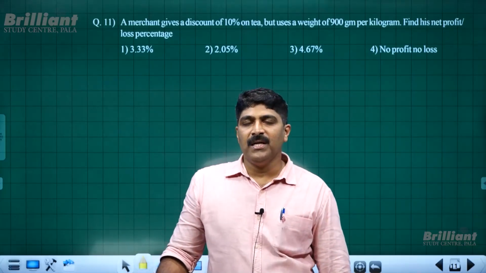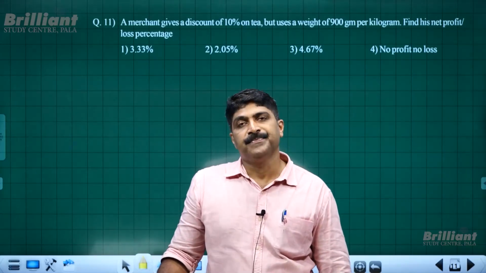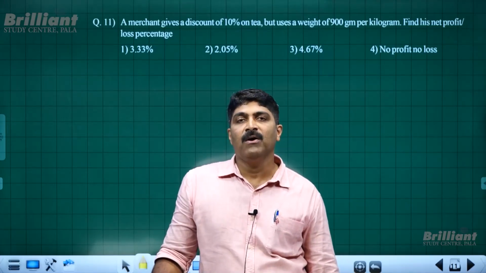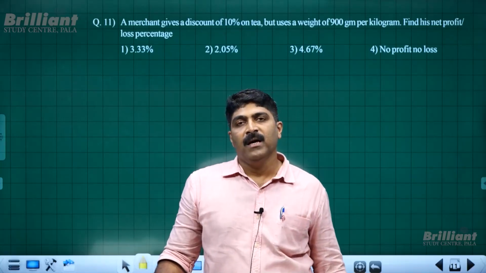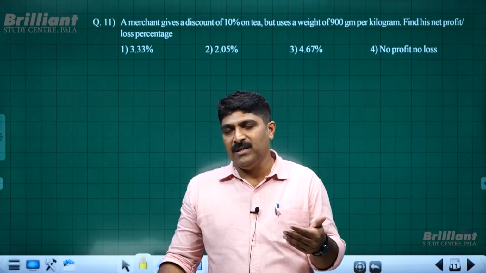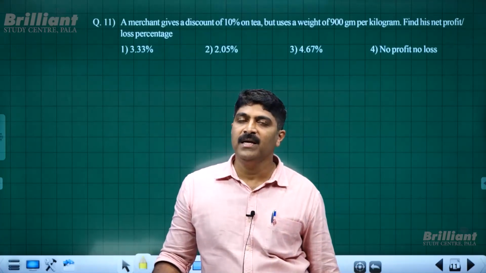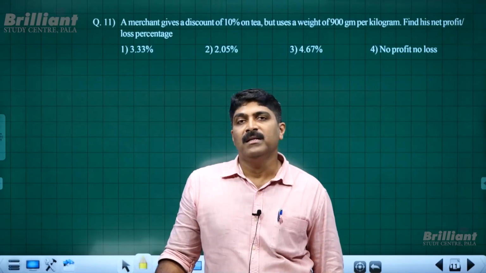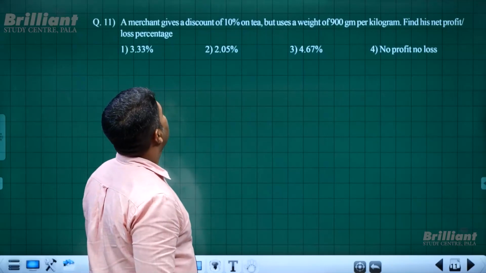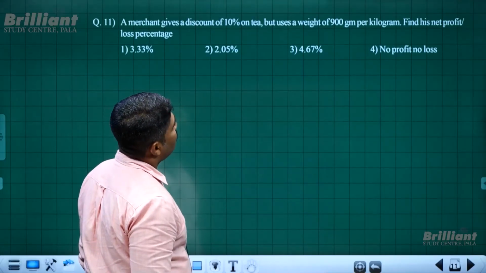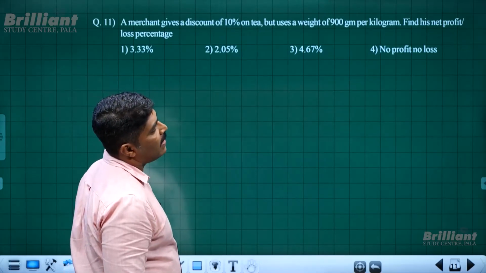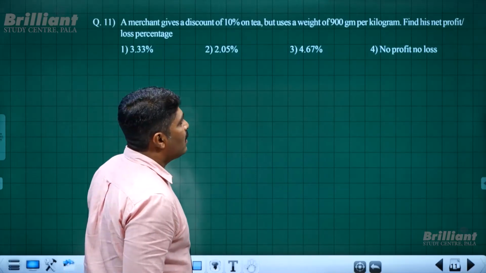A dishonest seller, about the ways he can cheat. Either while selling goods, he can malpractice or make some alteration in its weight, or he can make some increase or changes in the price of the goods. In both ways, he can cheat the customers. So here we are considering the situation like this: a merchant gives a discount of 10% on tea but uses a weight of 900 gram per kilogram. What is the logic here?